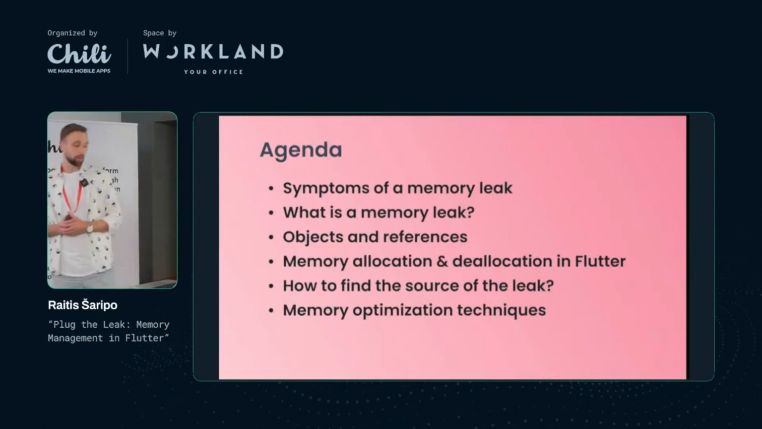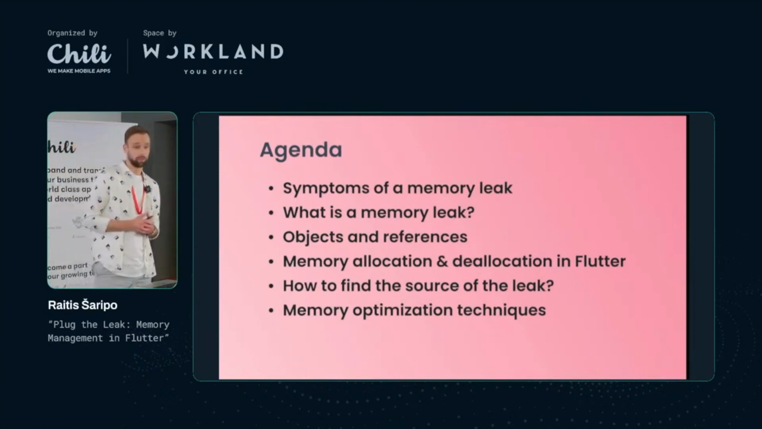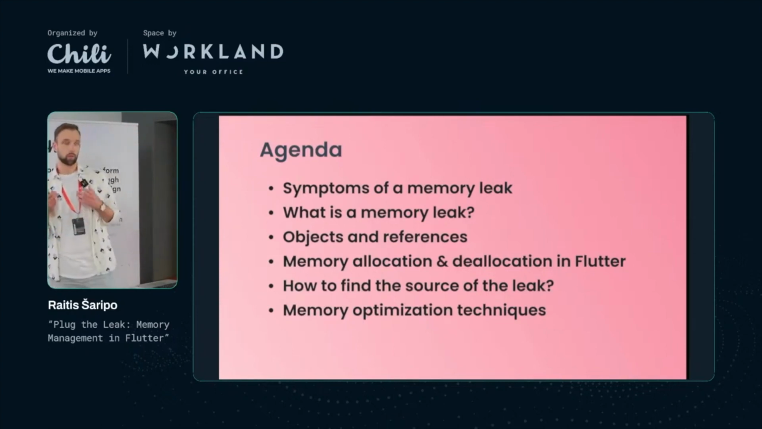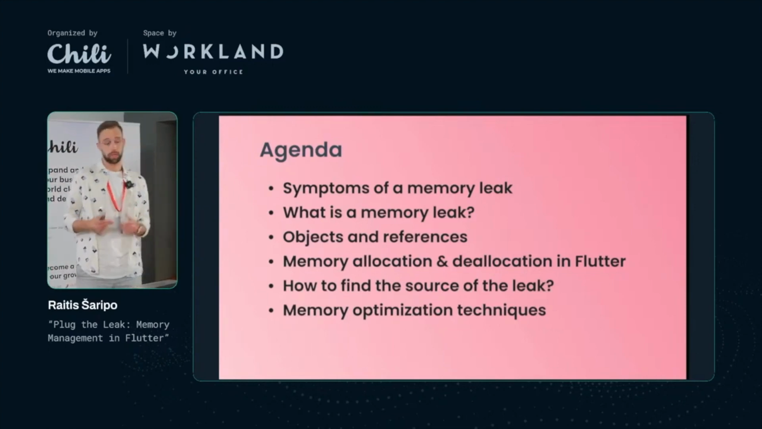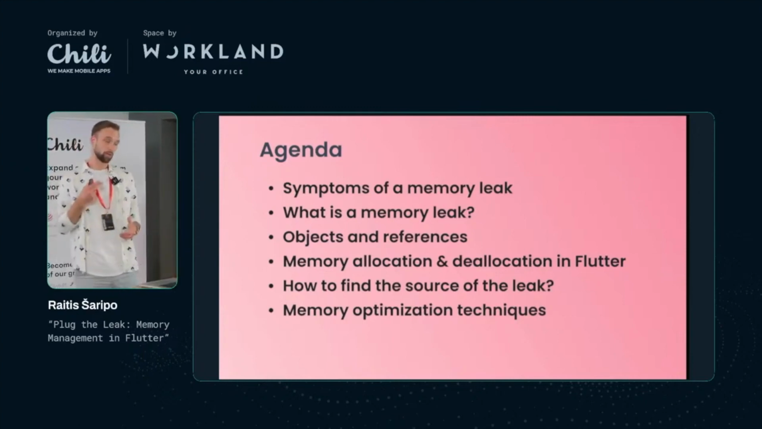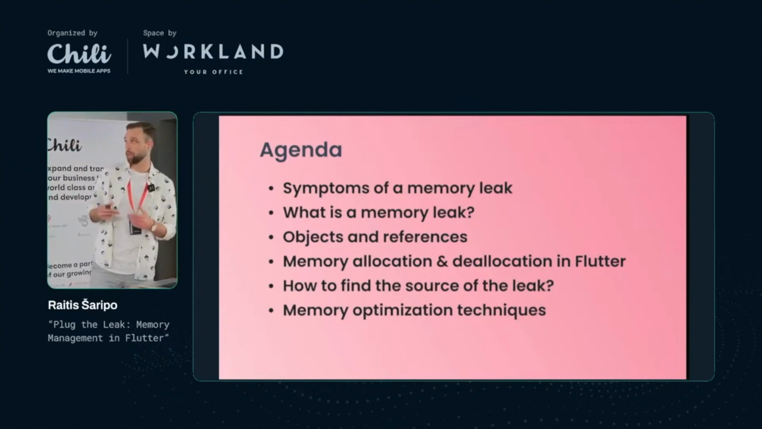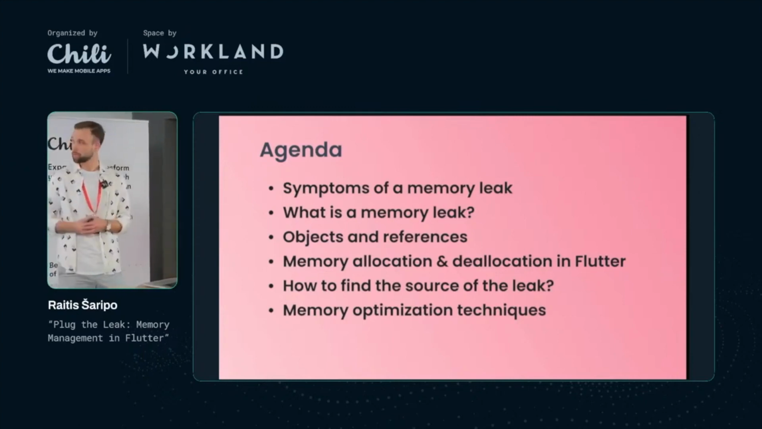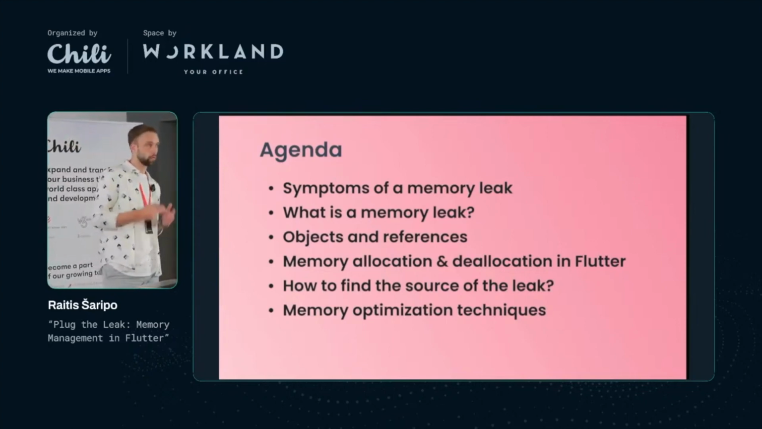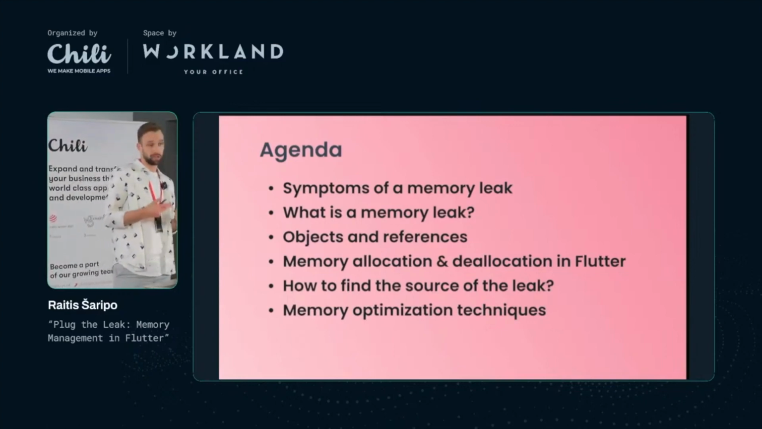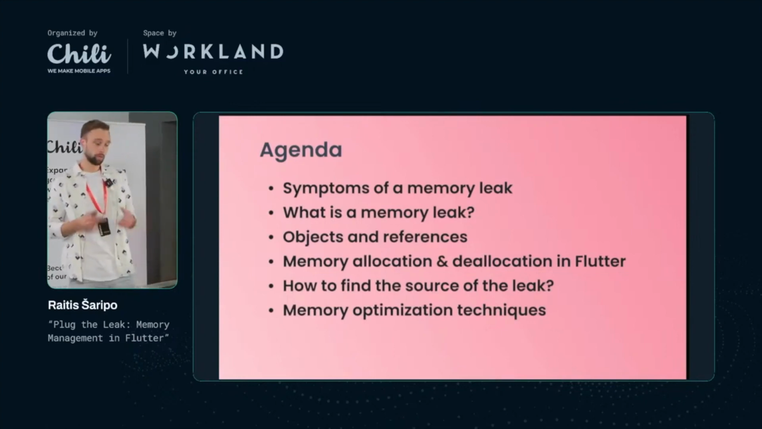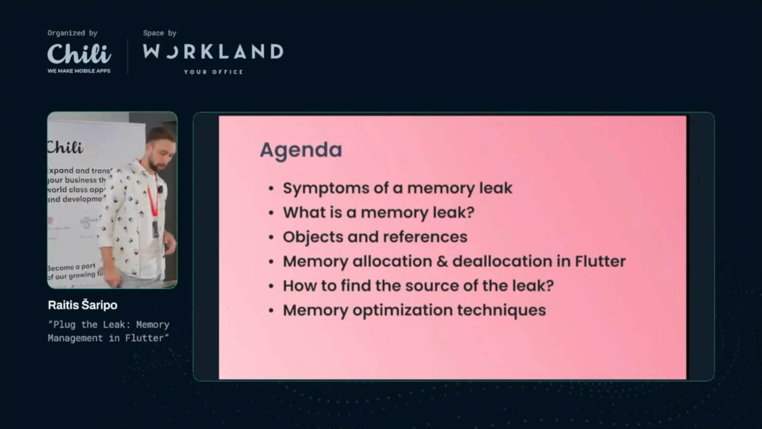Today's agenda. We'll talk about how we can tell that our app is leaking memory. What is actually a memory leak and what characteristics does it possess? What is the role of objects and references? Also, how is memory allocation and deallocation happening within our apps? What can we do to find the source of the memory leak? And what can we do to potentially avoid memory leaks in advance?